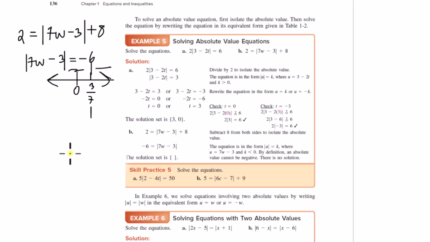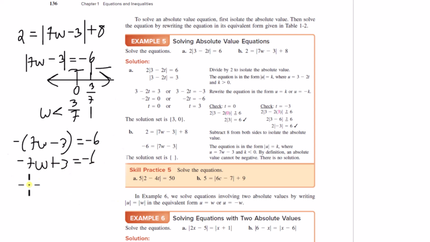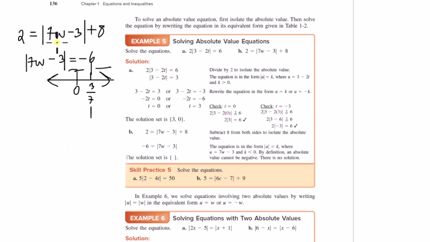Okay. Now, what about w is less than 3/7? So we simplify that like this. So -7w plus 3. Okay. Subtract 3 from both sides. Okay. Is that less than 3/7? No. So that's not a solution. So you see there's no solution. But we could have seen that here from the original equation. It was simple enough that we could see that was the case.